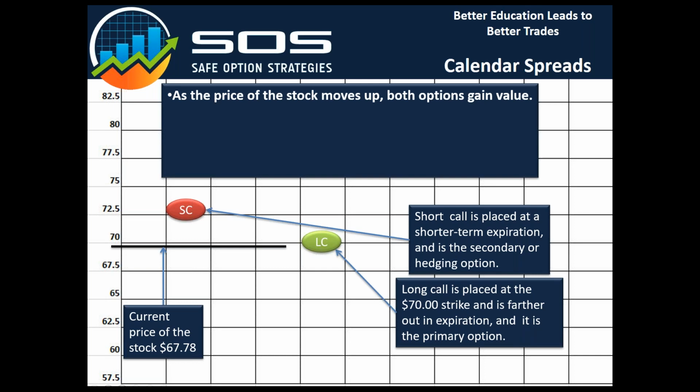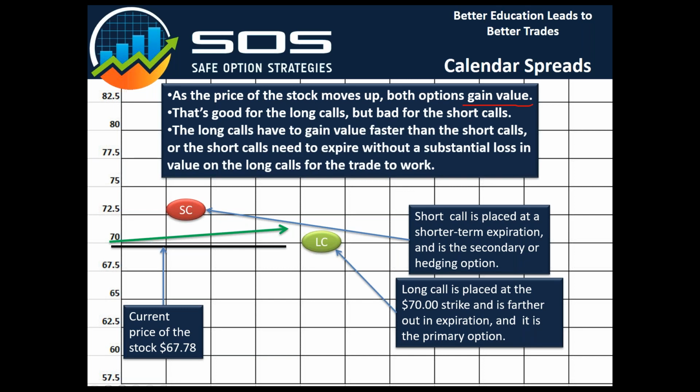Okay? As the price of the stock moves up, both options are going to gain value. Remember, we're not talking about profit. We're talking both options are going to gain value. Good for the long calls, but bad for the short calls. And the easiest way to see profit in this trade is for the long calls to gain value faster than the short calls.